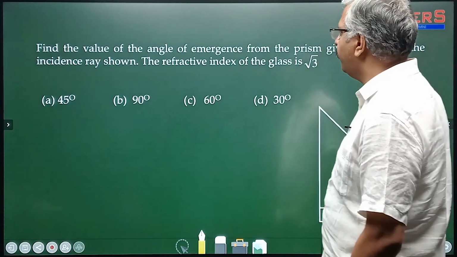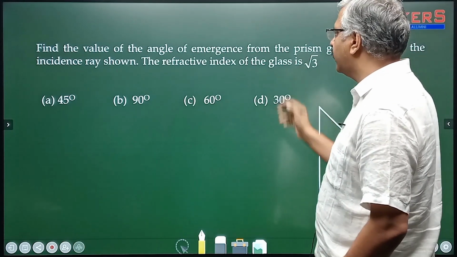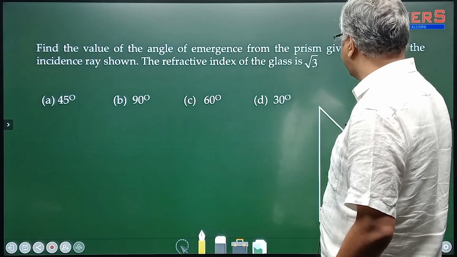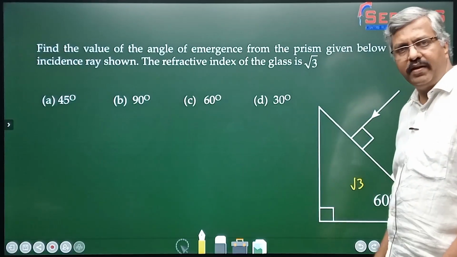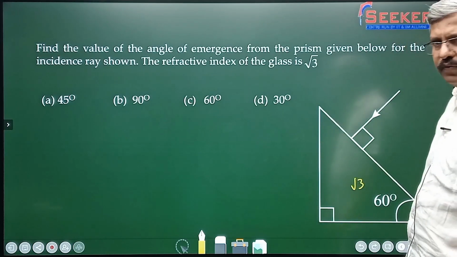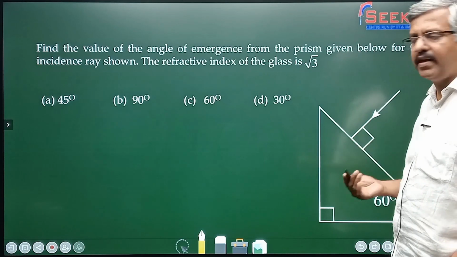So the first question: find the value of the angle of emergence from the prism given below for the incident ray shown. The refractive index of glass is given to you. So this is the refractive index of glass, that is √3. When we work out these kinds of questions, you may feel you don't know, but let us understand.